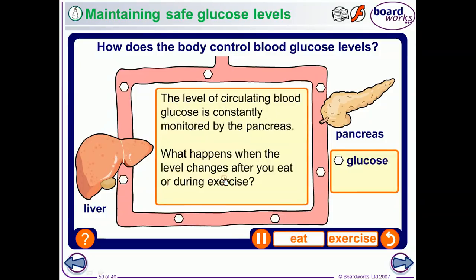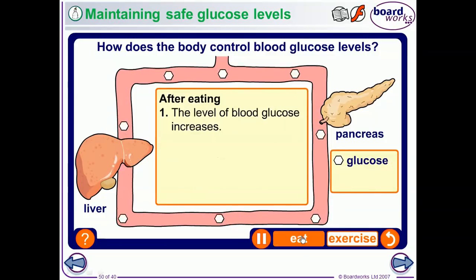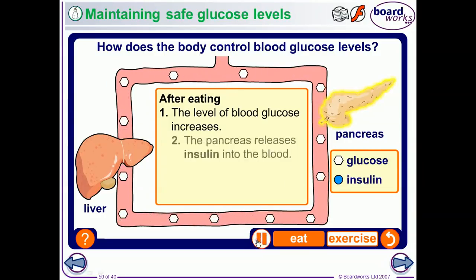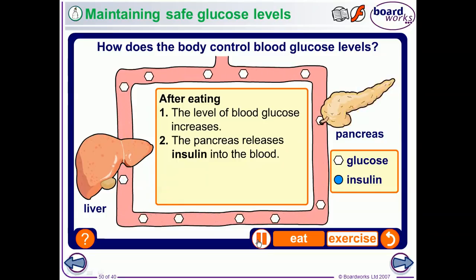So here you can see an example. After eating, the blood glucose concentration increases. You can see that here, there's an increase in glucose in the blood. And that stimulates the pancreas to secrete insulin. You can see the insulin is traveling through the blood, which is what hormones do, until it reaches its target organ. And the target organ is the liver.